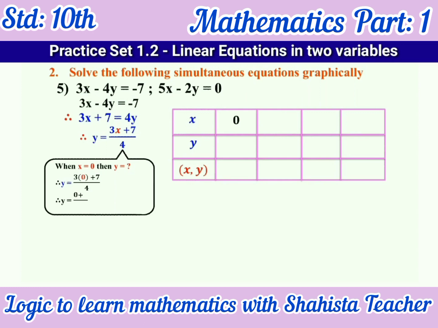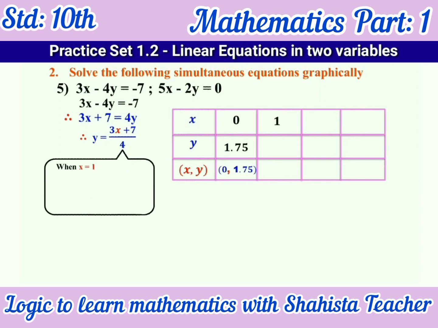So 0 plus 7 upon 4. Here 7 divided by 4 is equal to 1.75. See here, after dividing we get the decimal point, 1.75. So y is equal to 1.75. Okay, so x is 0 and y is 1.75. So simple to calculate this equation.